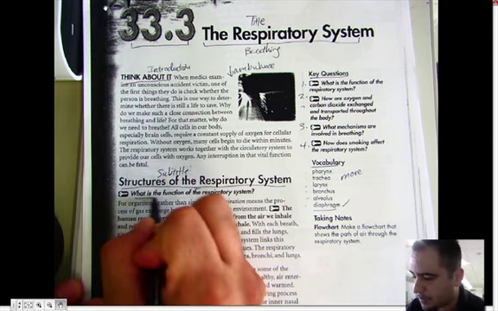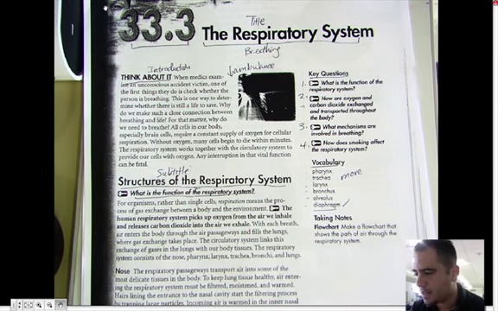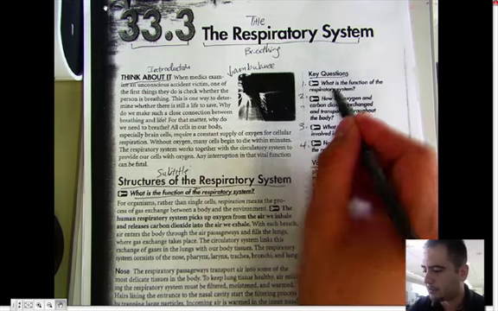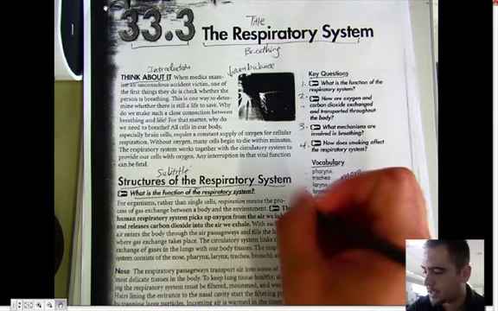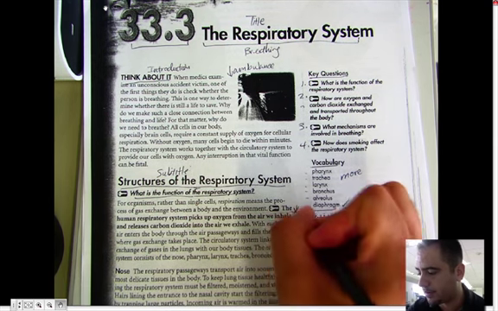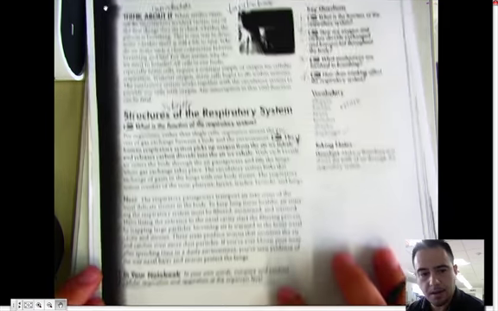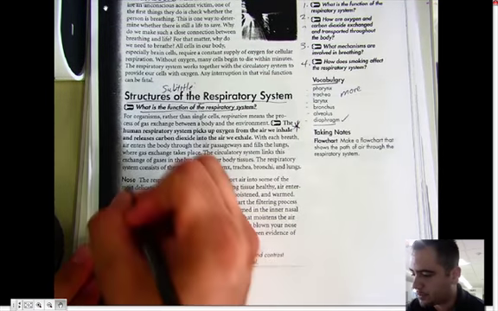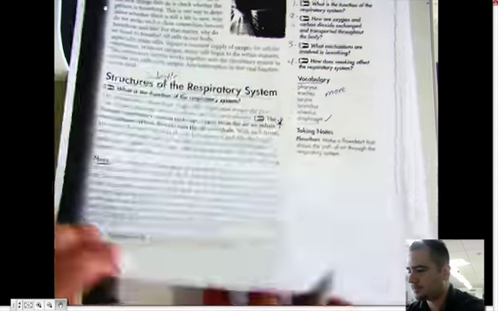Notice we came to our first key question. What is the function of the respiratory system? That was the question we had here, and we're actually going to answer it right here. So I know that I'm going to pay attention to this part because I get one of the main points of this whole reading. I keep reading here, and I notice that we're going to learn about the nose right here. And let's turn to the other page.